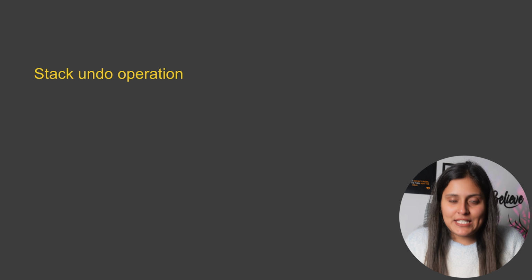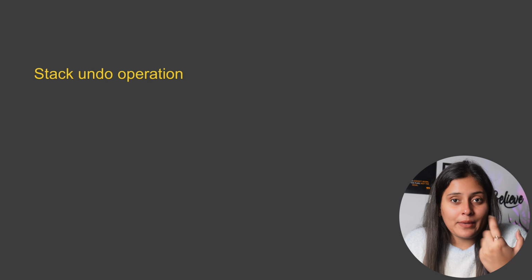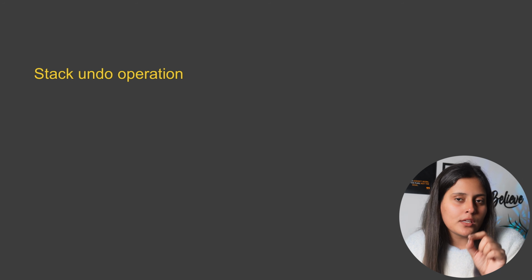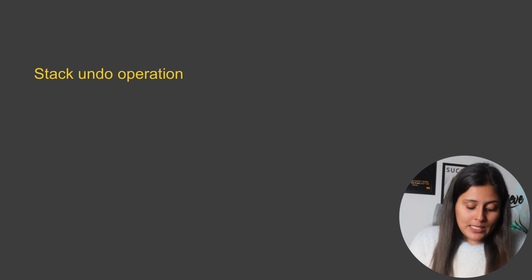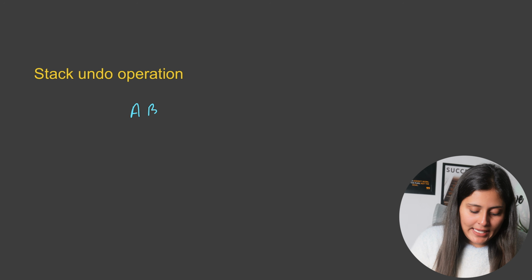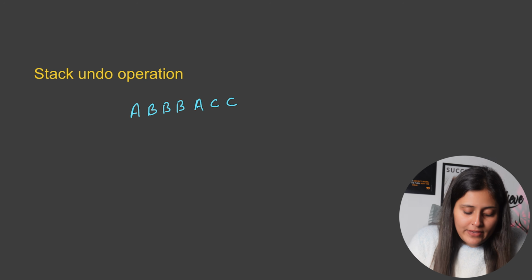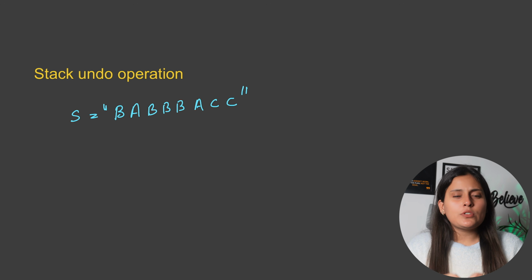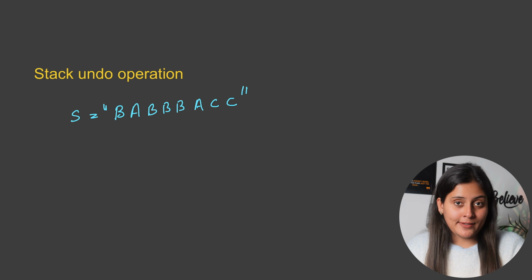So whenever the question says that while encountering some unique character you have to undo, basically delete the previous element, you can think of a stack there. How? Suppose you have been given a string like A, B, B, B, A, C, C, and it says whenever you encounter another B, you can delete the previous B.